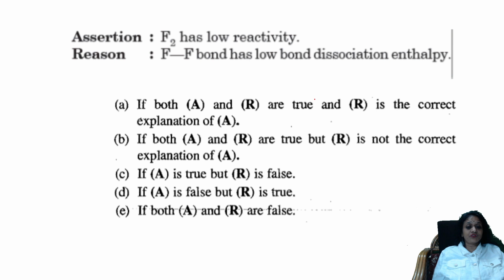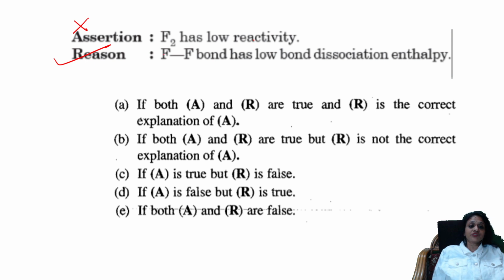Fluorine has low reactivity and the fluorine-fluorine bond has low bond dissociation enthalpy. First of all, fluorine has low reactivity: this is a wrong statement. We are going to prove why. Then, fluorine has low bond dissociation enthalpy: this reason is right. Shall we prove this?